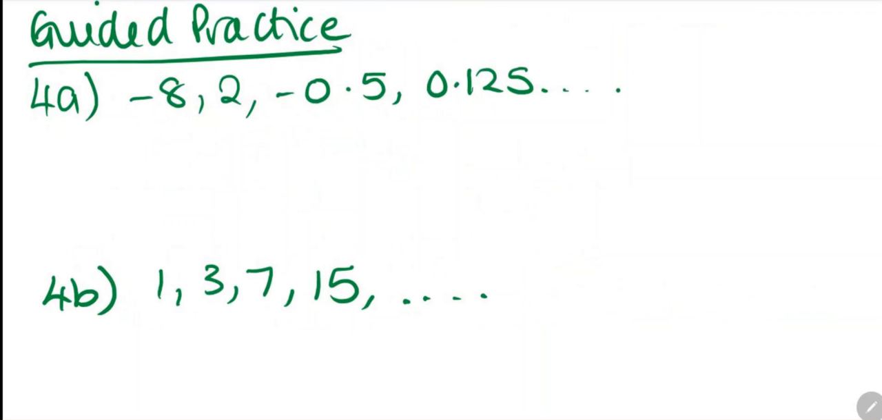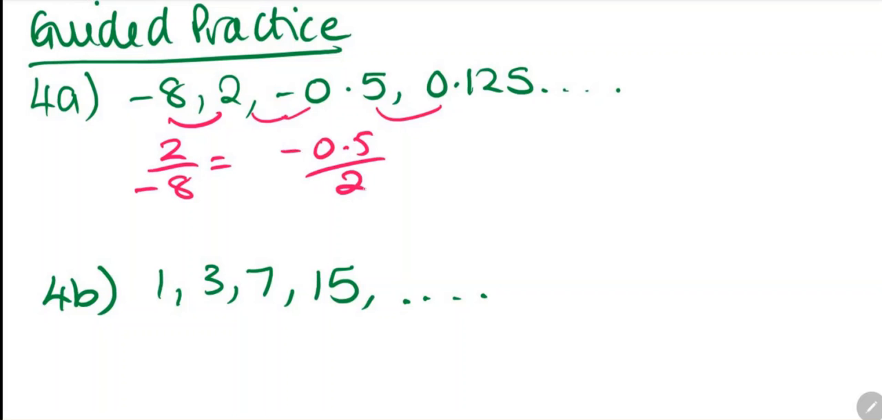Okay, so guided practice is 2 questions, 4A and 4B. So you need to try these. So the first one, we're looking for the ratios between the terms. So 2 divided by -8. We have -0.5 divided by 2. And we have 0.125 divided by -0.5.